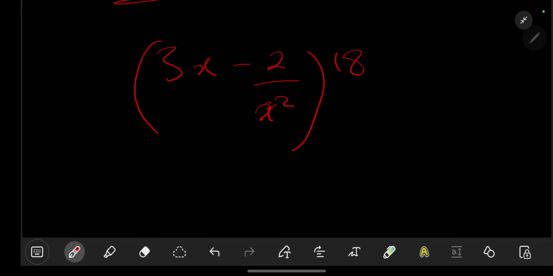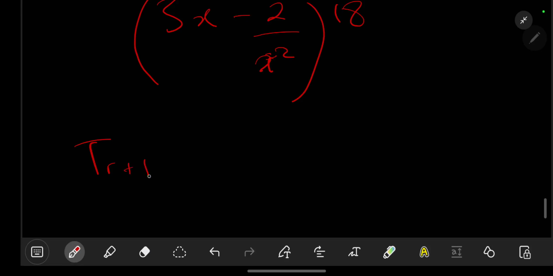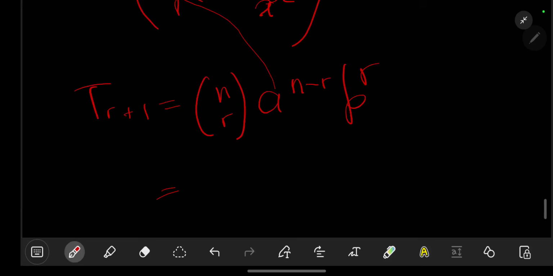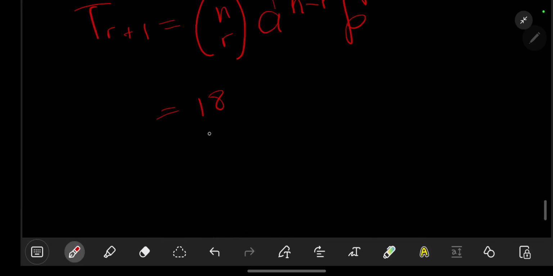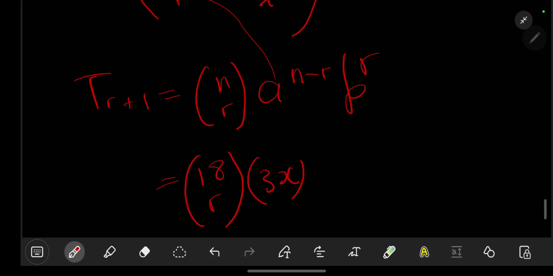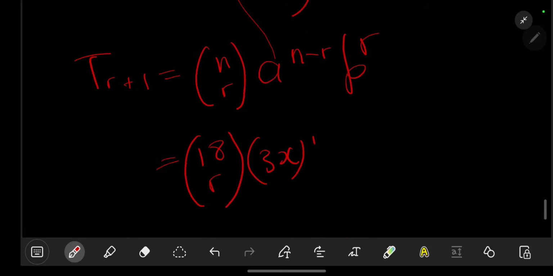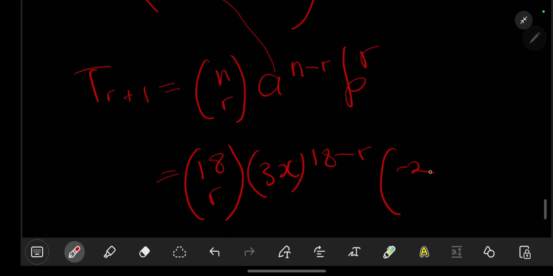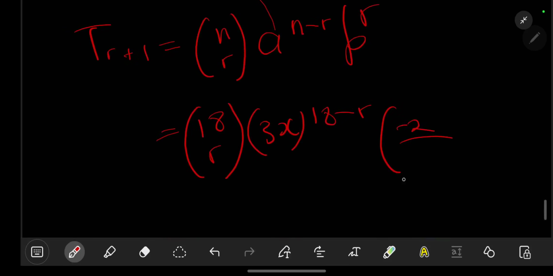We are going to say our t r plus 1 should be equal to n combination r, sorry, a n minus r br. So your a is this one. So we are going to say your n is the power, which is your 18. Combination of your r you don't know. Then you have your a, which is the 3x in brackets. Then our n will be equal to 18 minus r. Then our b will be equal to the negative of 2 over our x squared.